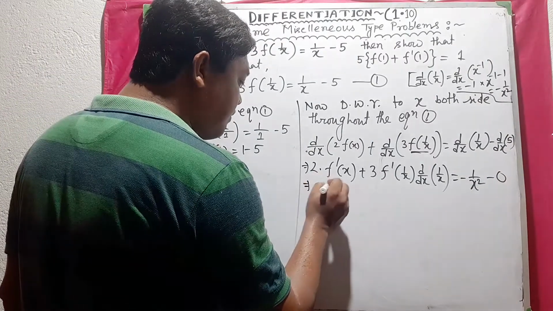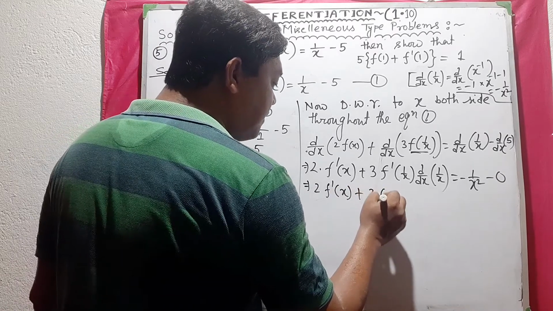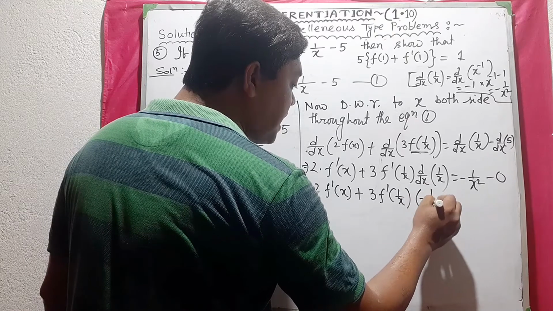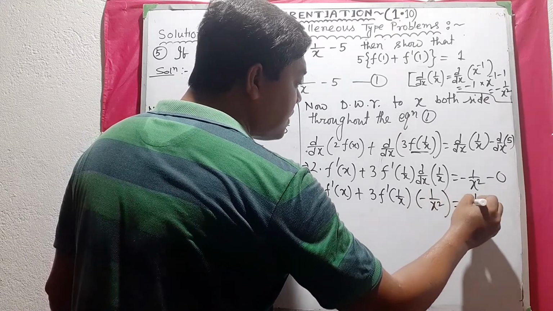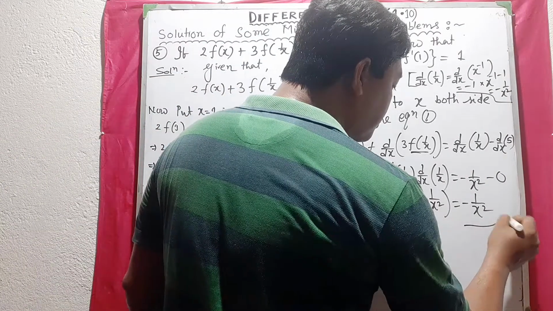So 2f'(x) plus 3f'(1/x) into minus 1 by x square equals to minus 1 by x square. So this is equation number 2.